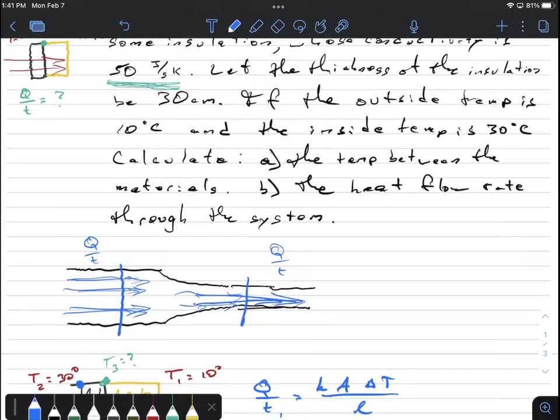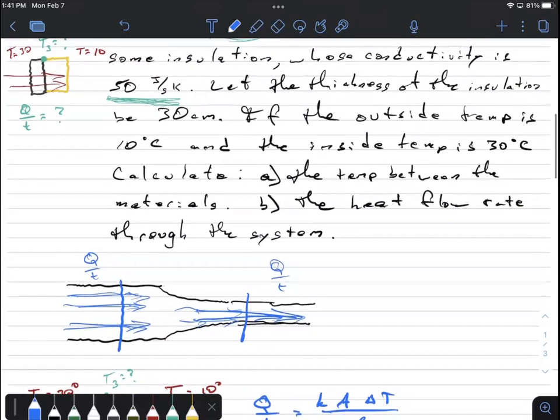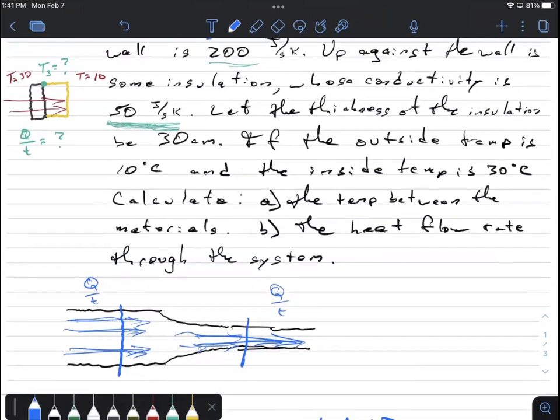Yes, sir. All right. Well, the same type of thing happens when you have two materials. We have a wall, which lets a whole lot of heat through, and we have insulation, which doesn't let a whole lot of heat through. So separately, the wall would let, let's say, 200 joules per second through, and the insulation only 50. But once I put them together, I connect them.